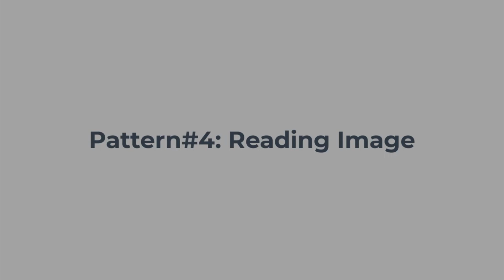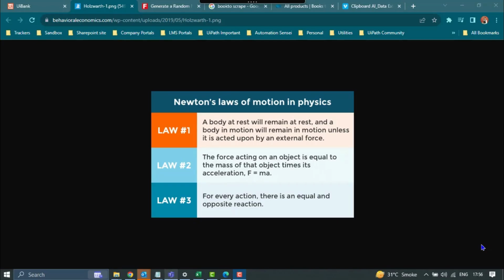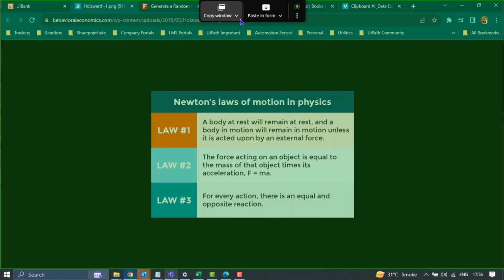So in the next example, here is a pattern where you want to copy data from an image. Now, copying or getting data from an image has always been a challenging task, right? Because you want to manually type in all the information by looking at that image. Now, again, using the power of Clipboard AI, I can do that smartly.